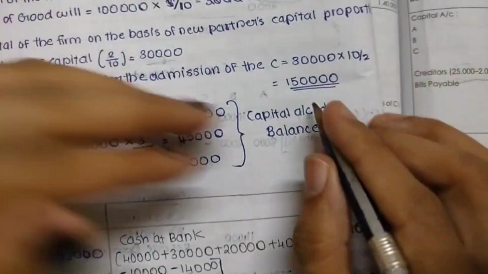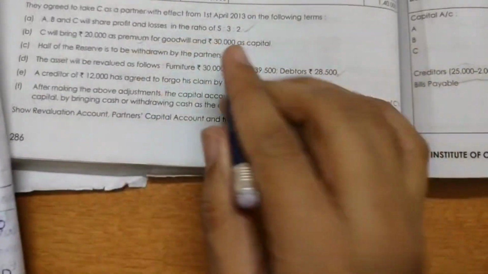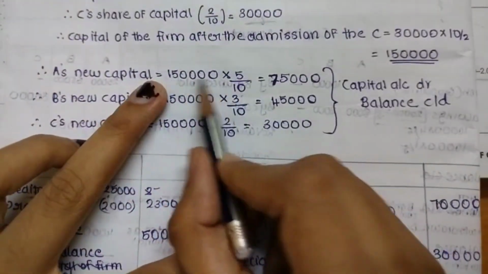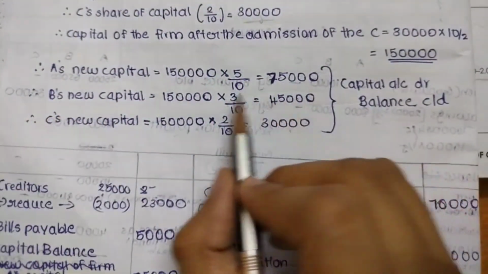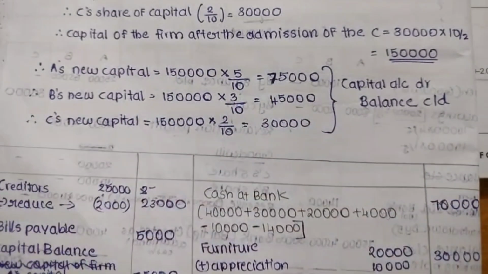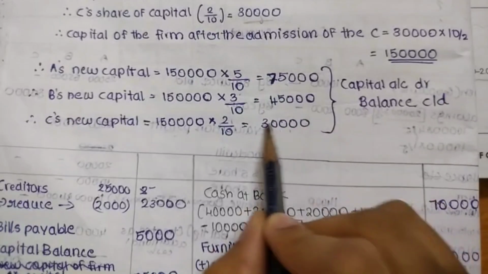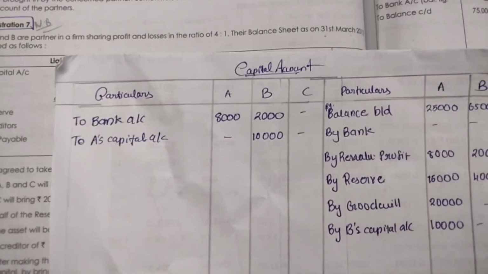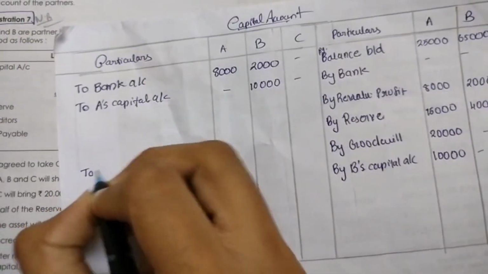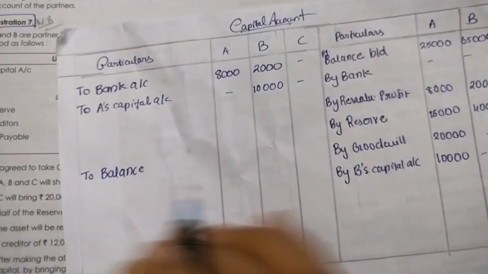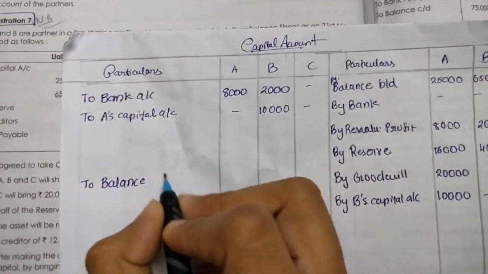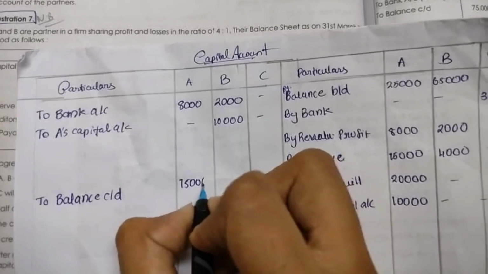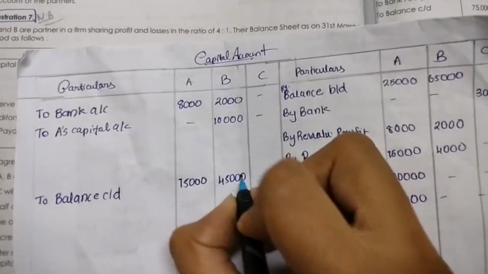So now we have to divide this 1,50,000 by the new profit sharing ratio. The new profit sharing ratio is 5:3:2. So we just multiply 5 by 10, 3 by 10 and 2 by 10 on this 1,50,000. We'll get the new capitals of A, B and C in the proportion of the new profit sharing ratio. So 75,000, 45,000, 30,000. Where will we write this? That's what I'm going to show you now. Now let's write that balancing figure here. Usually this is the balancing figure we get, but in this question we found this amount in a separate calculation. That's what I was trying to explain. So 75,000, 45,000, and 30,000 we got.